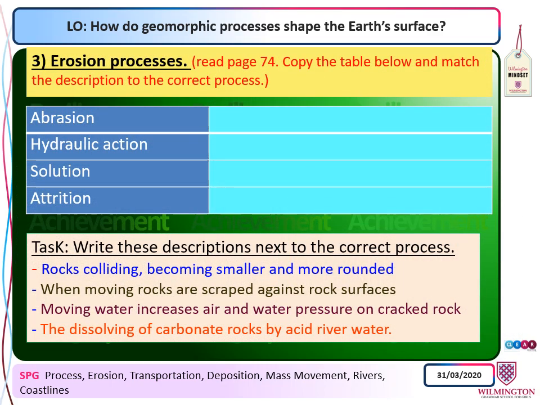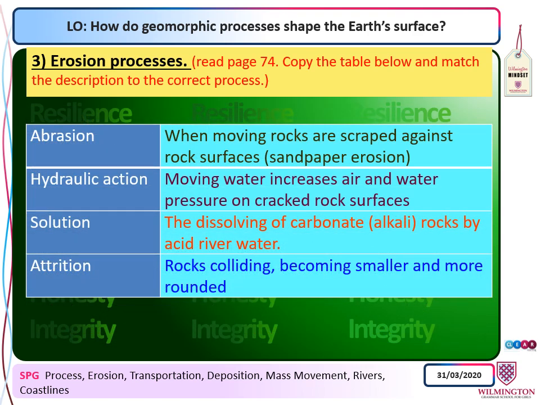There are four main types of erosion. These are abrasion, hydraulic action, solution and attrition. Next slide tries to define each one.